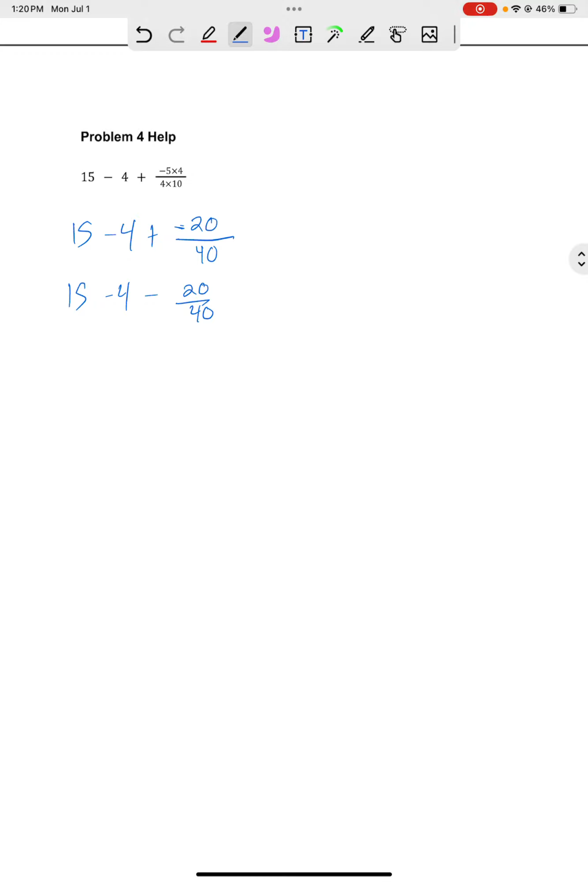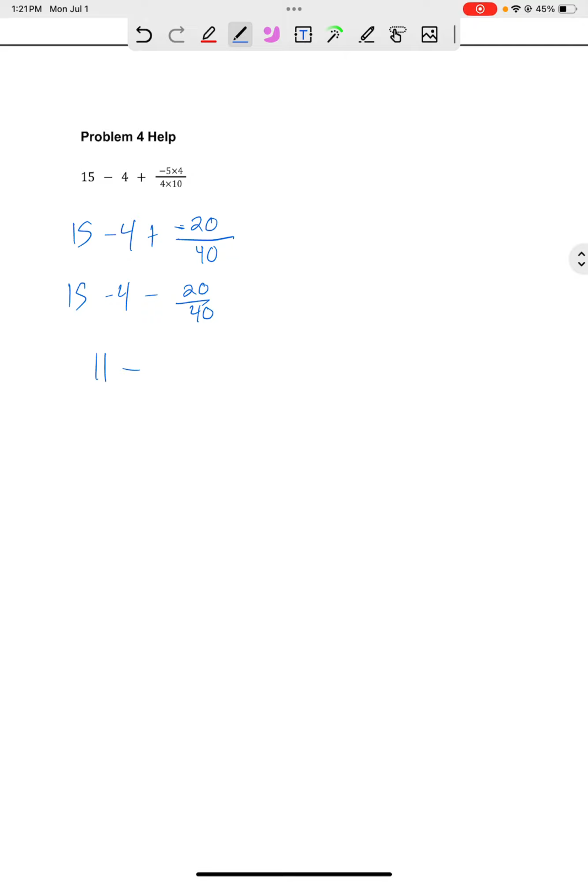And so I'm just going to do order of operations from left to right here because it's all just subtraction or addition. And so I have 15 minus 4, which is 11, minus 20 over 40. So what's a good way to deal with this? Well, a good way to deal with this is to simplify it. So 20, you may already have noticed, is half of 40, right? 20 is half of 40. And so that would mean that this fraction is 1/2.